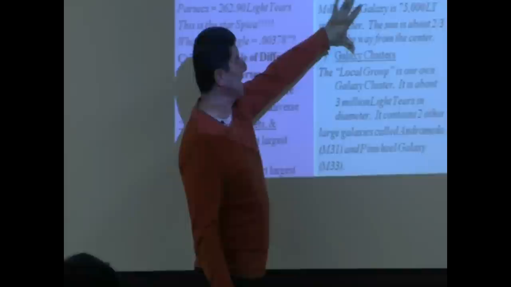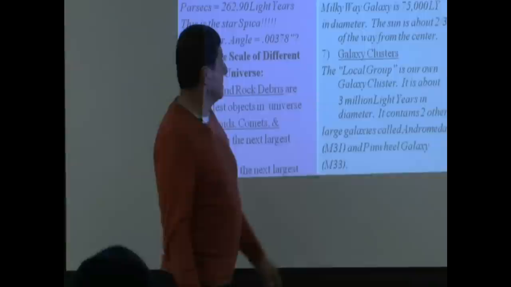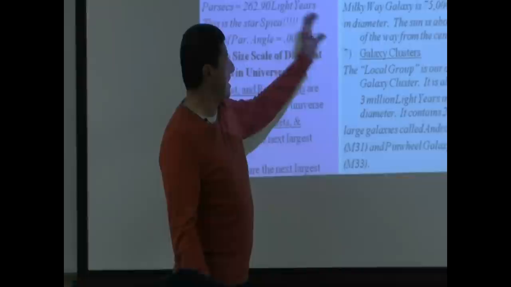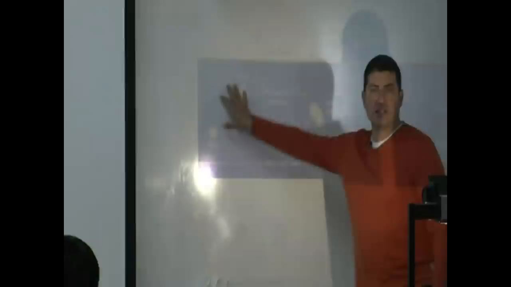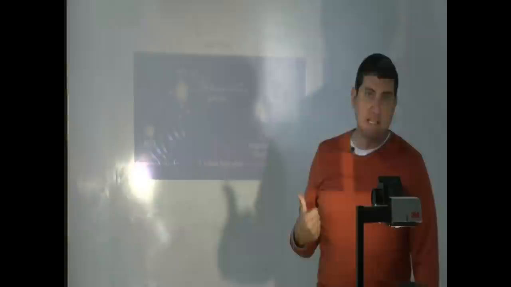Then we saw that the next big entity is called galaxies, and the one that we live in is the Milky Way galaxy. After that, when you go outside of a galaxy, we ended here. When you come out of the Milky Way galaxy, you begin noticing that the Milky Way is part of a cluster of galaxies. The one that we live in is called the local group because it's local to us. But there's millions and millions of other galaxy clusters.